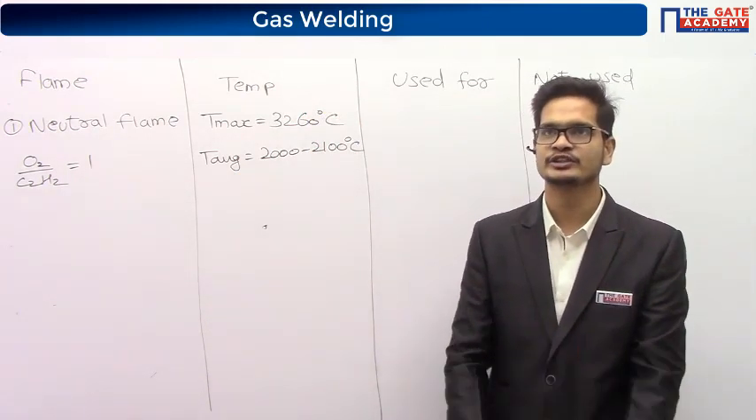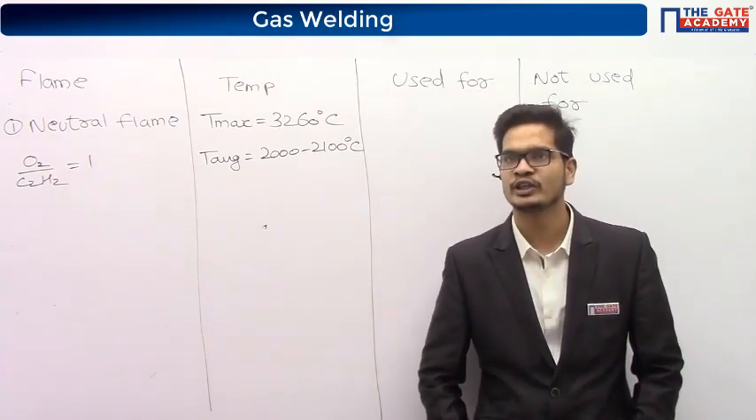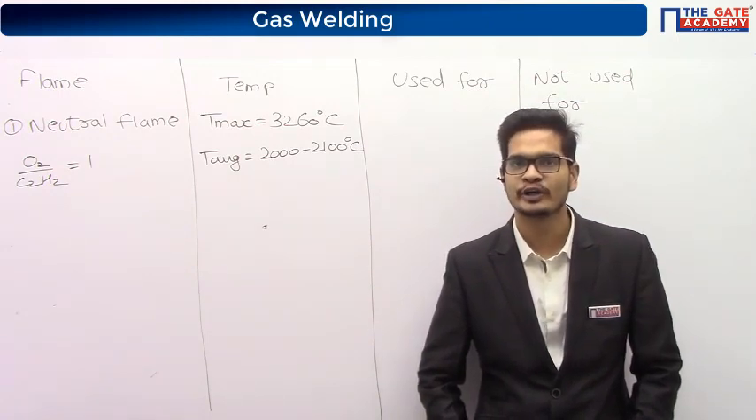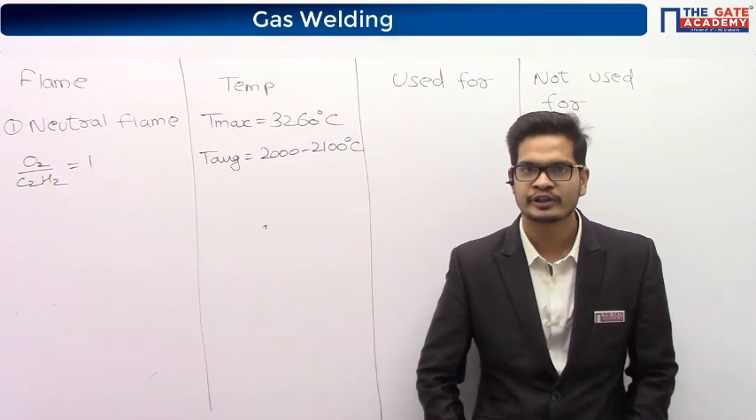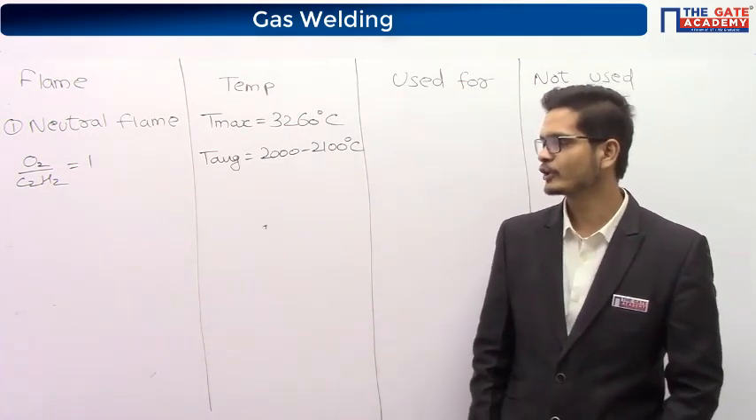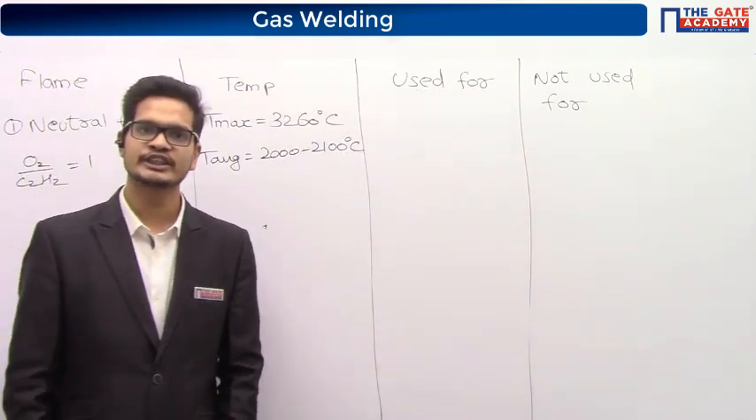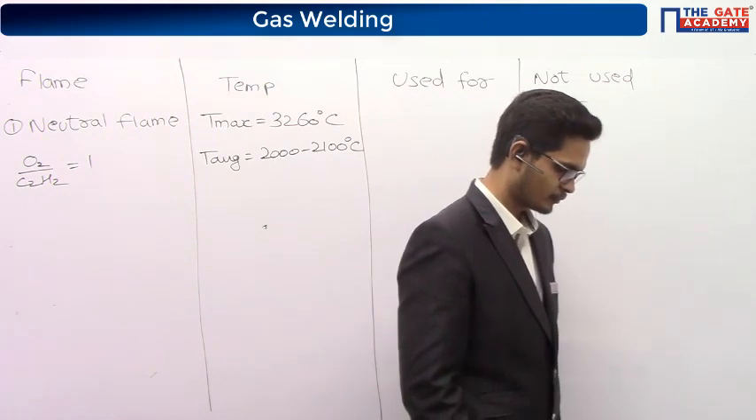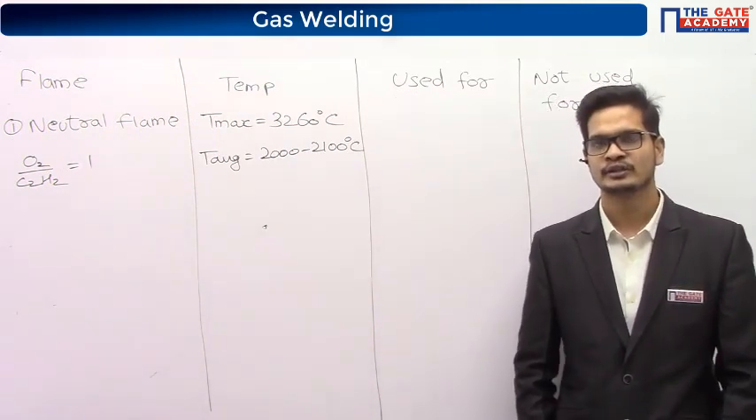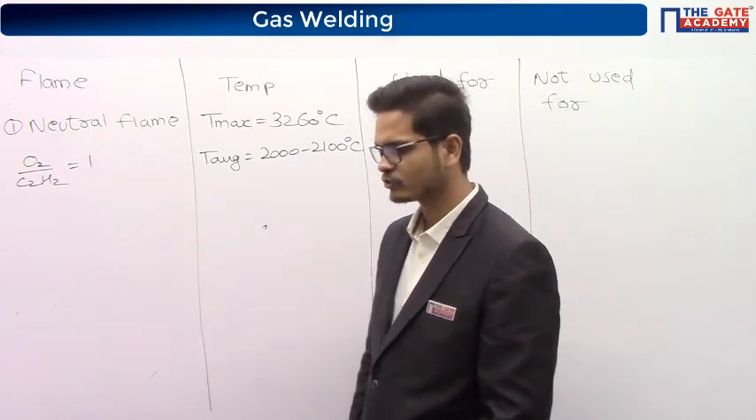What could be the reason for this? Tmax is only at the small inner cone. Why is the rest at a lower temperature? Guys, go back to the chemical reaction. In the third chemical reaction you can see that water is formed.